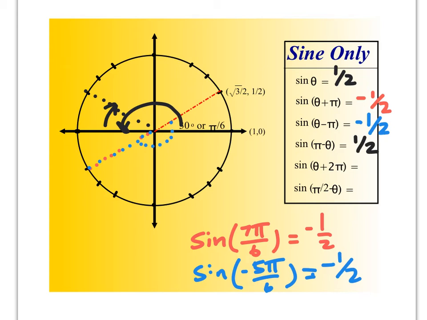And sine of theta plus 2 pi, that's a full revolution. It's going to be in the exact same spot. So from here, 2 pi is going to get me back to the same spot. Sine will be the same.